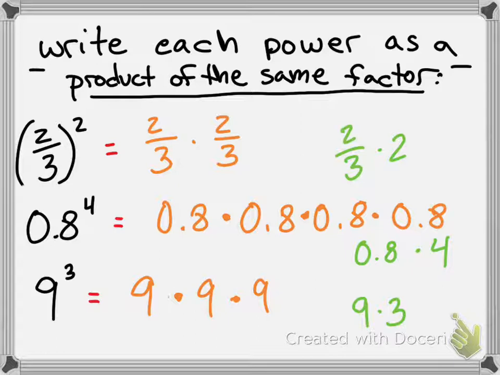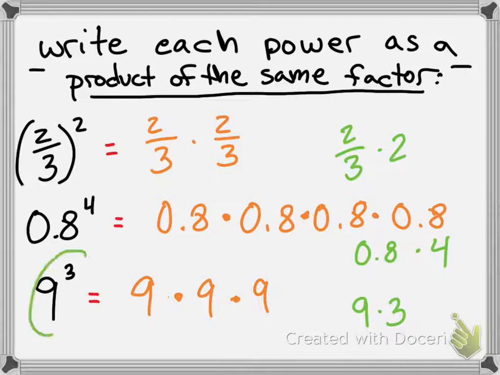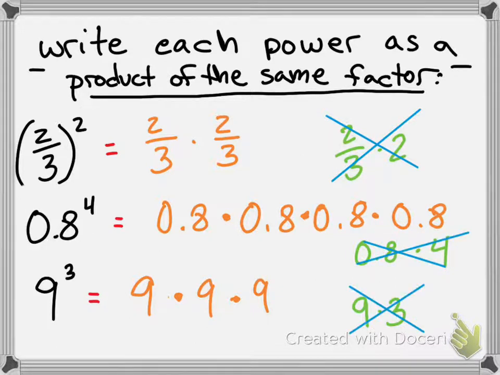Those are not the same thing. 9 times 9 times 9 is not the same as 9 times 3. No, those are not the same thing. When you're doing exponents, you are going to write that many times. And I remember times because now I'm multiplying. So these ones are not legal.